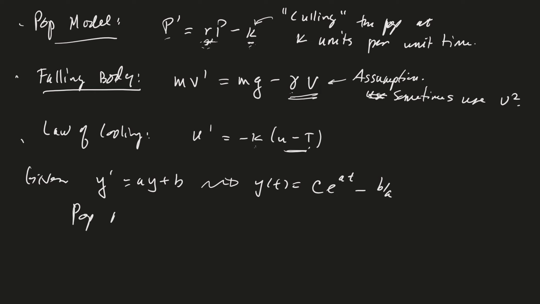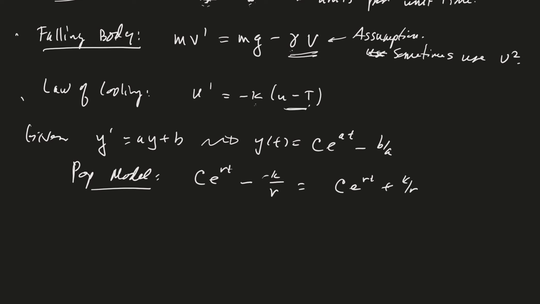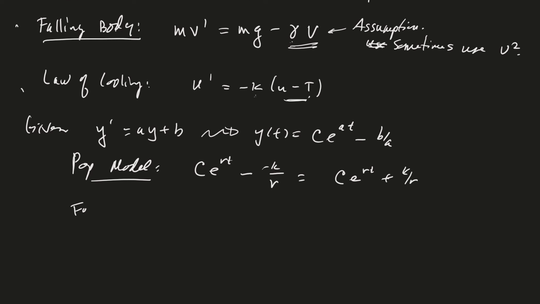What's our population model solution? Well, it's ce to the rt minus, the b is the k, minus minus k, there we go, minus k over r. So that's going to be ce to the rt plus k over r. Okay, good. How about the falling body problem?